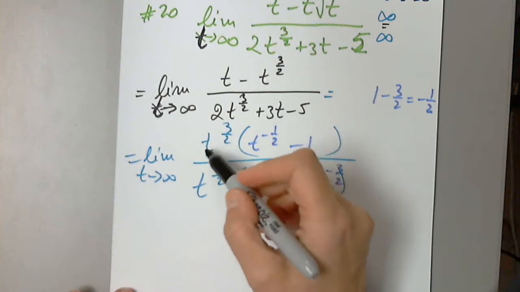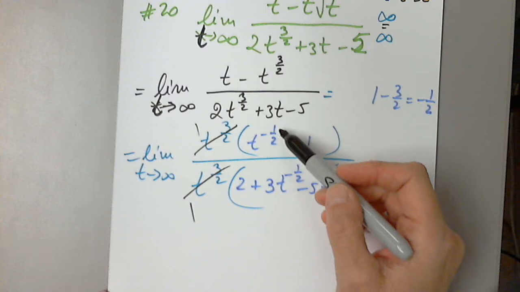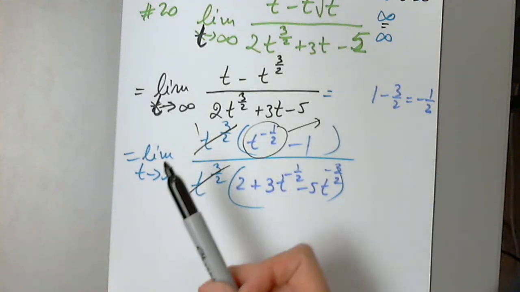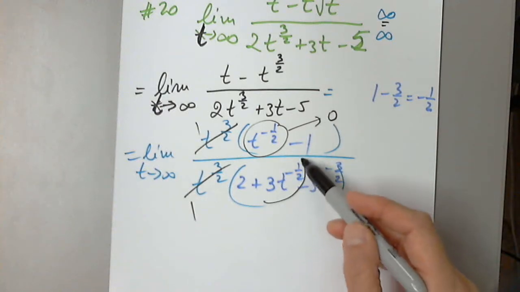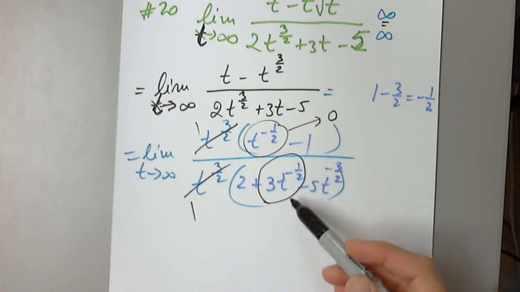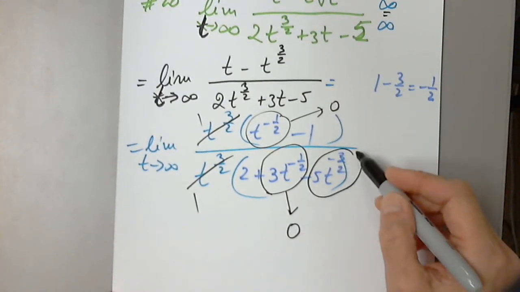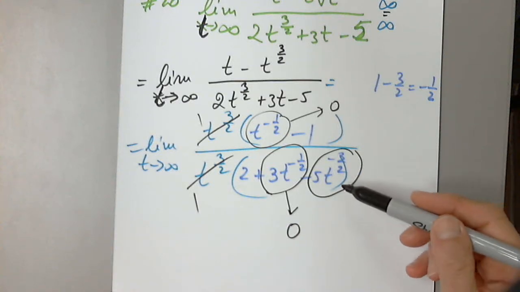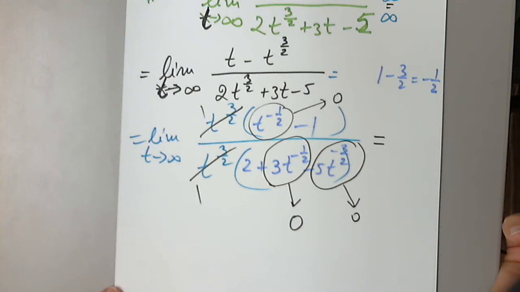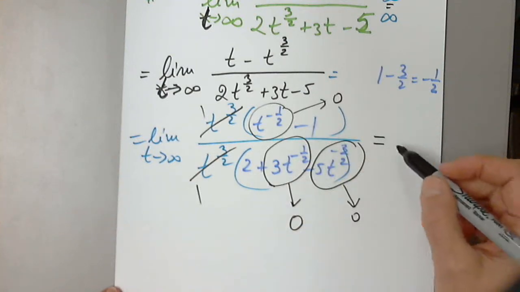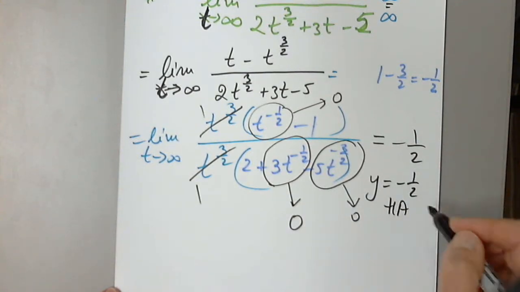Yeah, they want to be tricky here. t to negative 1/2 is a fraction. Where will this go when t approaches infinity? This is also a fraction, 3 over the square root of t. Where will this go when t approaches infinity? Same thing here, 5 over the square root of t cubed, of course 0. And the final answer is negative 1 over 2, which is negative 1/2. So y equals negative 1/2, horizontal asymptote.